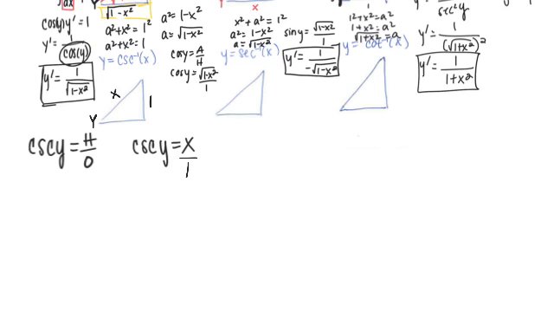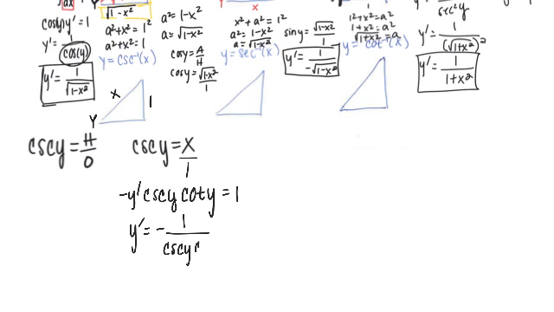All right. So now let's take the derivative of cosecant of y. So the derivative of cosecant of y is negative cosecant cotangent. So negative y prime cosecant of y cotangent of y equals 1. Solve for y prime, so we get y prime equals negative 1 over cosecant of y cotangent of y.